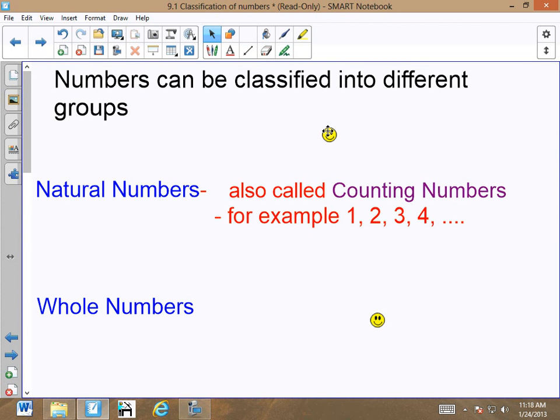are numbers that occur naturally. They're the numbers you count with. They start with 1, they go on forever and ever. So natural numbers are all positive numbers. All positive numbers are natural. They do not include 0. They do not include negatives. Okay?